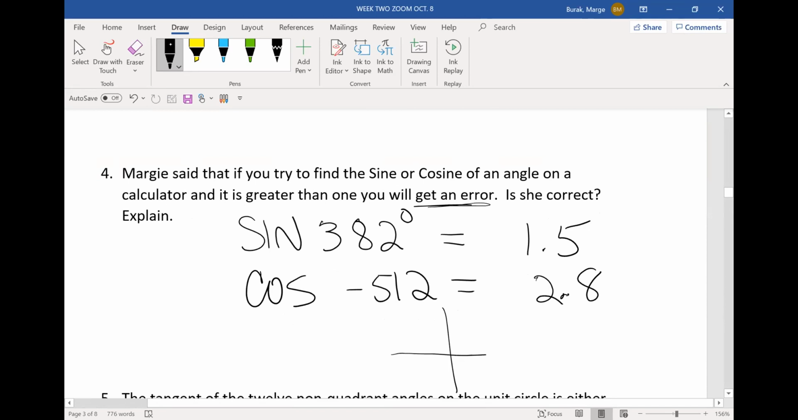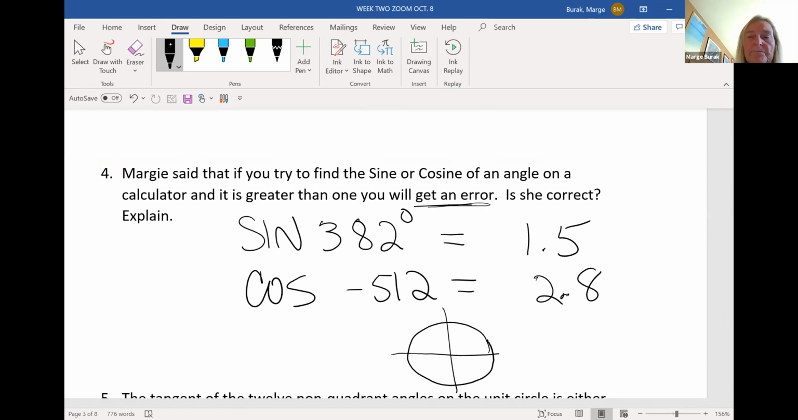I think this is Joel. I think it's because in the unit circle, the radius, it doesn't go beyond 1. So that might be the reason you cannot do that. Yes, the radius. You're exactly right. On the unit circle, the radius is 1.